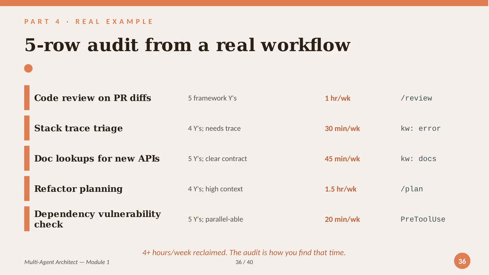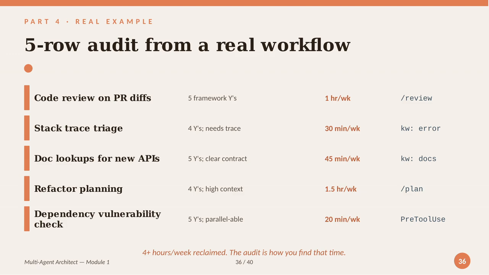A real example audit. 5 candidates from 1 real workflow. Code review on PR diffs: 5 framework yes, 1 hour per week saved. Trigger, /review. Stack trace triage: 4 yes, needs the trace partly. 30 minutes per week. Trigger, keyword error.